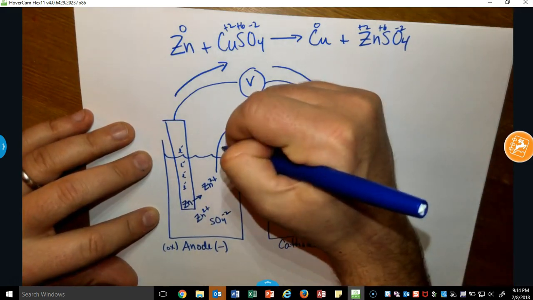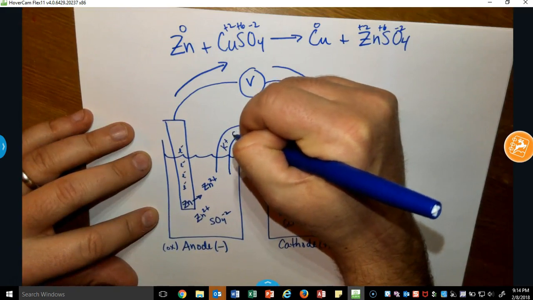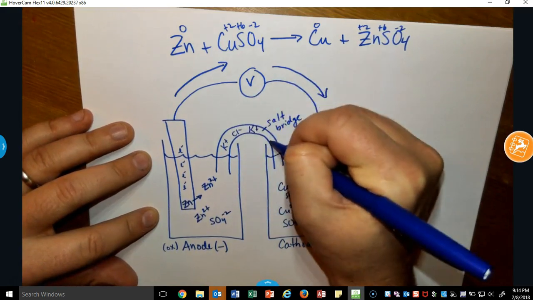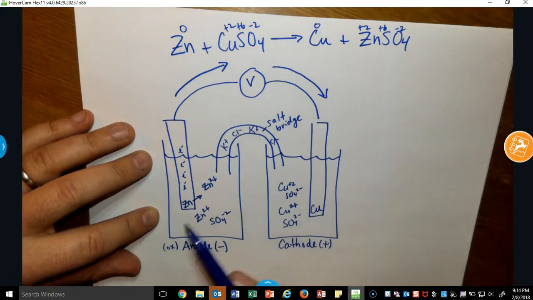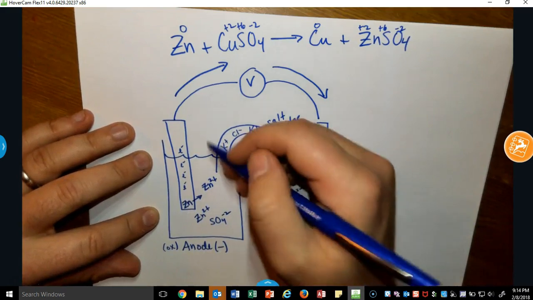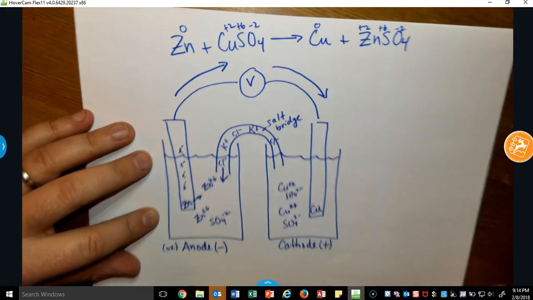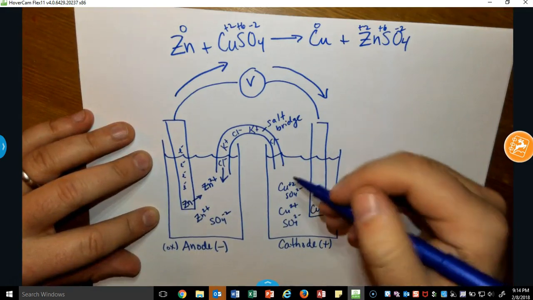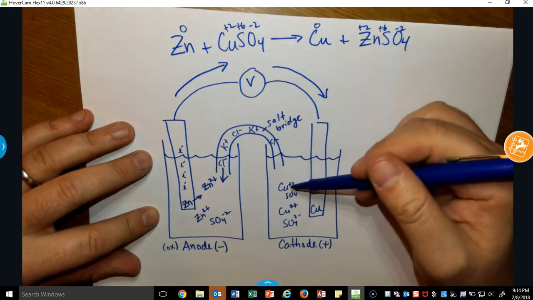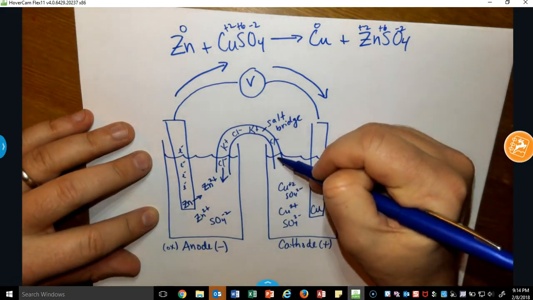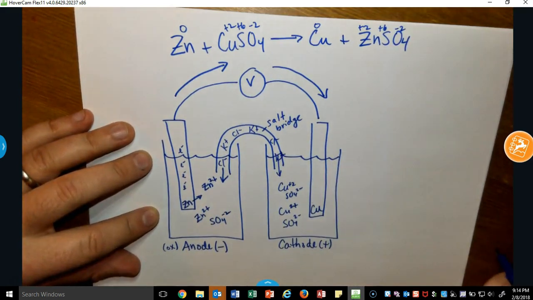Right? So the salt bridge will have some kind of salt in it that'll contain ions. Now I'm writing potassium chloride ions because usually a salt bridge contains something like potassium chloride. You want to make sure that the ions in the salt bridge don't interfere with what's occurring in the cell. So as the anode becomes more positive, the chloride ions will flow into the solution, neutralizing the charge. And as the copper ions are reduced, the cathode will become more negative, so positive ions will flow into the cathode. So that's the purpose of the salt bridge.